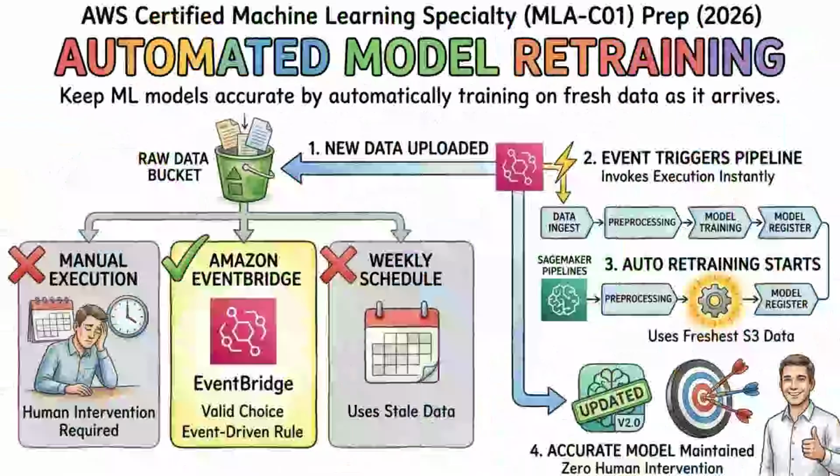In the real world, the data surrounding your business is constantly changing, which means a model that is perfectly accurate today might become completely useless by next month. To combat this, you must automate the retraining of your models, ensuring they constantly learn from the absolute freshest data available in your system. You can easily configure an automated rule using Amazon EventBridge that watches your Amazon S3 bucket, and the moment a new batch of raw data is successfully uploaded, it instantly triggers SageMaker Pipelines to start a brand new training run. The exam loves testing this exact architecture, as it perfectly demonstrates how to maintain high model accuracy without requiring any manual human intervention.